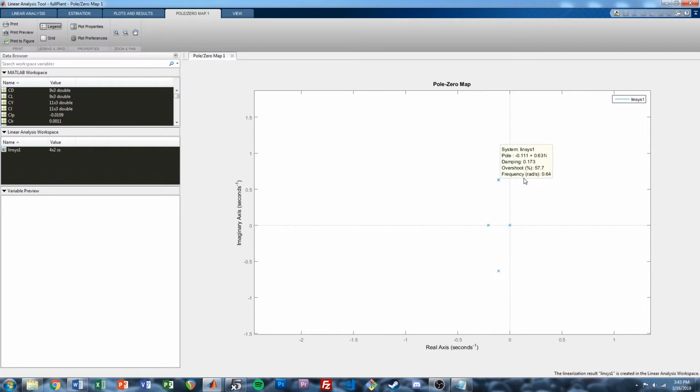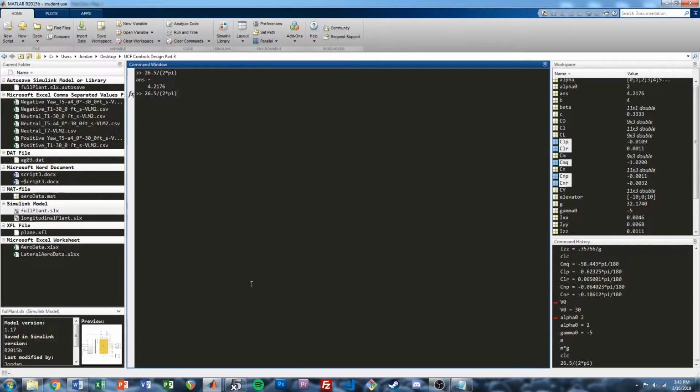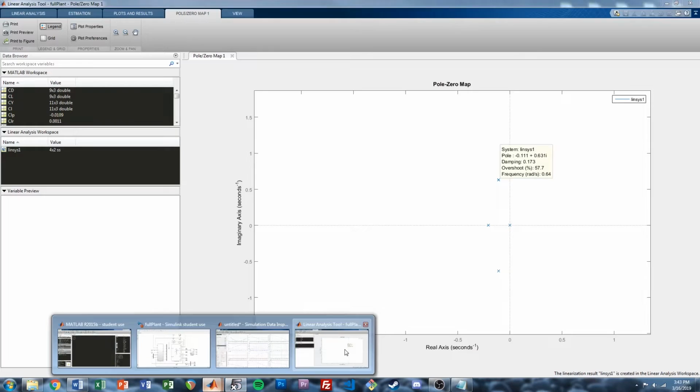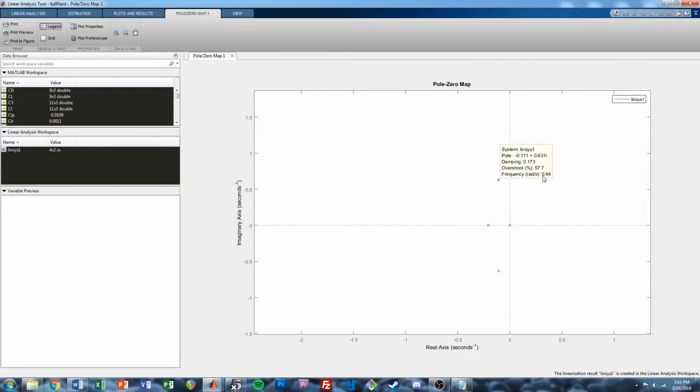so we've got 0.17 damping. It's a little bit different, but it's still pretty low, probably within the realm of okay. And then a 0.64 frequency. So if we do 0.64, should be around 0.1 for the frequency, 0.1 hertz. So what Simulink has given you is the value in radians per second. So you divide that by 2 pi to get the value in hertz.